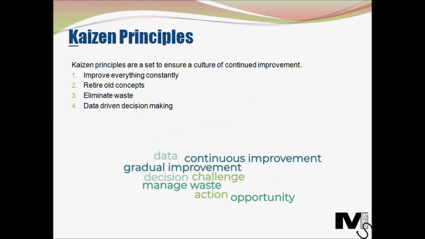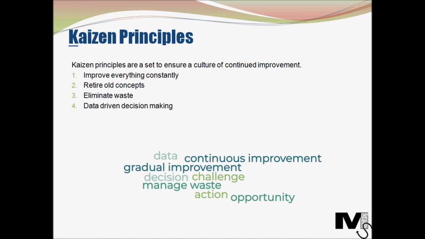Kaizen principles are a set of guidelines used by organizations that implement Kaizen to ensure that they maintain a culture of continued improvement. It's not sufficient to just run a Kaizen for one time. It's important to actually run it on a continual basis to ensure that we have sustained continuous improvement. Here are some of the principles. Improve everything constantly. Here we need to question processes that are currently in use and uncover areas of potential improvement. This is the essence of the methodology and will ensure that we ask the right questions to start gradual improvement.